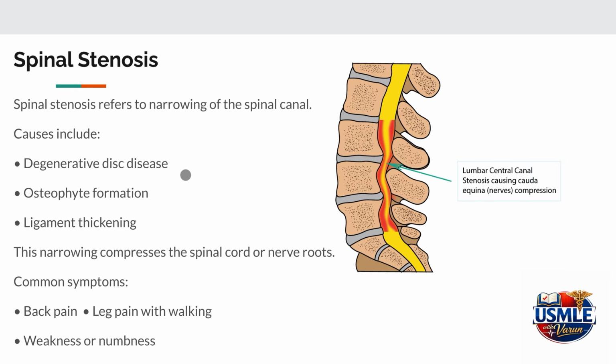Spinal stenosis refers to narrowing of the spinal canal. This narrowing can compress the spinal cord or nerve roots. Common causes include degenerative disc disease, osteophyte formation, and thickening of the spinal ligaments. In spinal stenosis, patients might experience back pain, numbness, and weakness in the legs, and this pain often relieves with bending or leaning forwards.